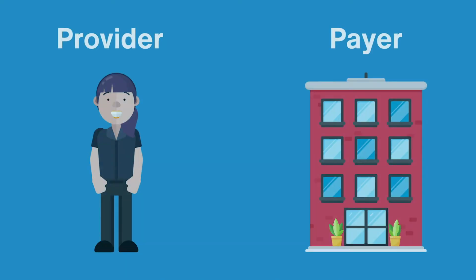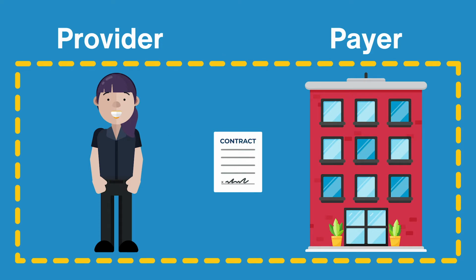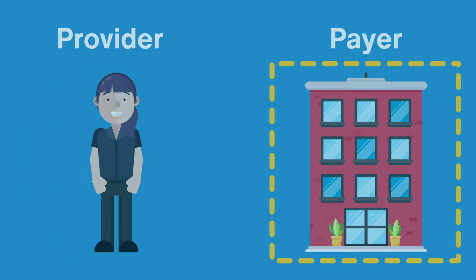Credentialing is the process of applying to health insurance networks for inclusion in the provider panels. When you have a contract with a payer, you are considered to be in network. If you do not have a contract, you are considered to be out of network.